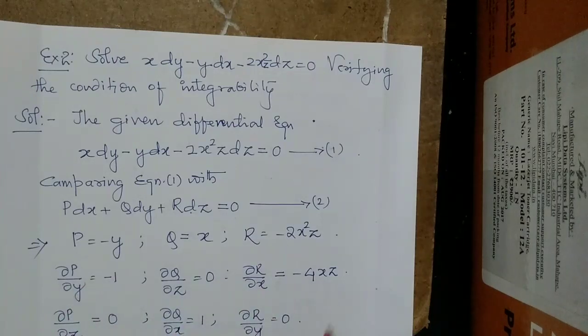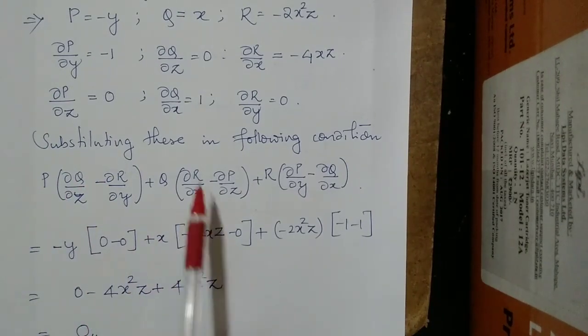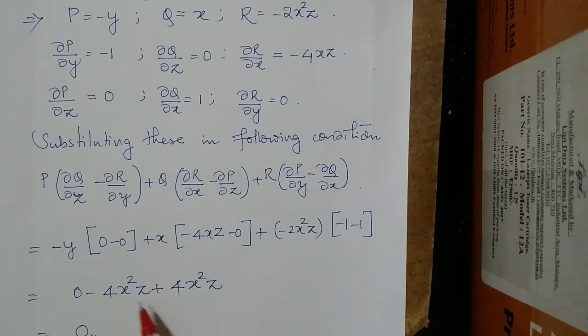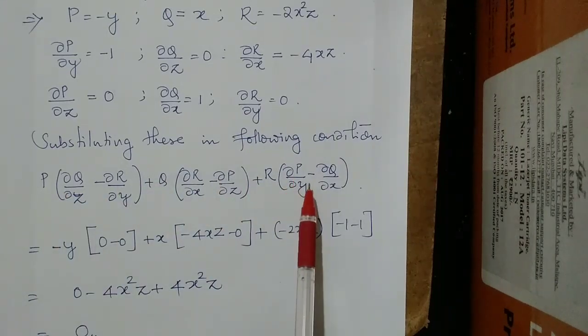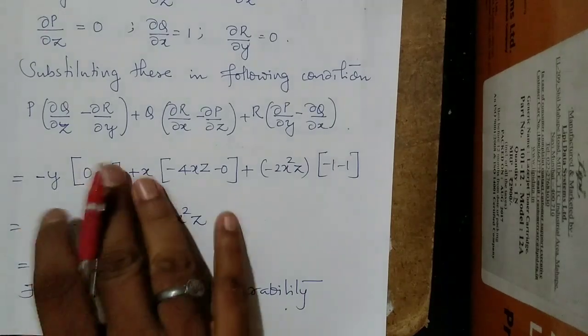Similarly, find the partial derivatives which appear in the condition of integrability. I have already explained it, so I'm going a little fast here. Substitute the P value and the derivative values of these. On simplification, we will get minus 4x squared z plus 4x squared z, so they will cancel each other. The total value of the integrability condition is 0. Hence the condition of integrability is satisfied for the given differential equation.